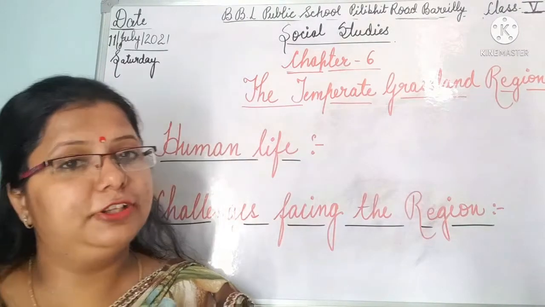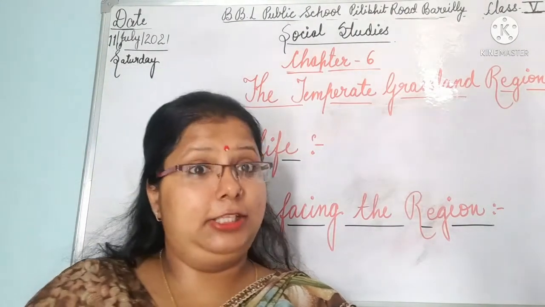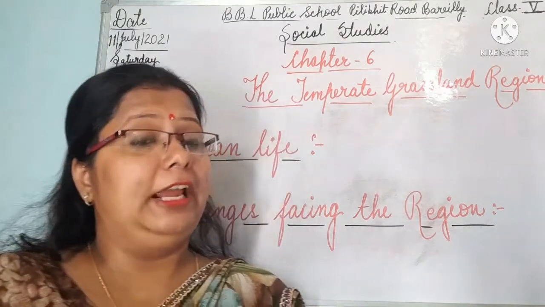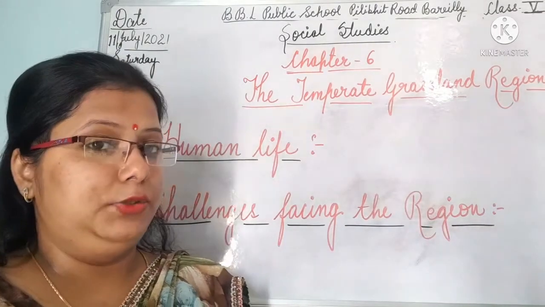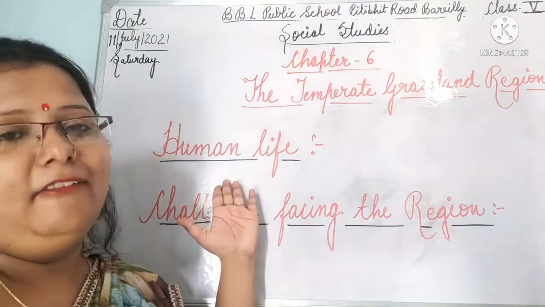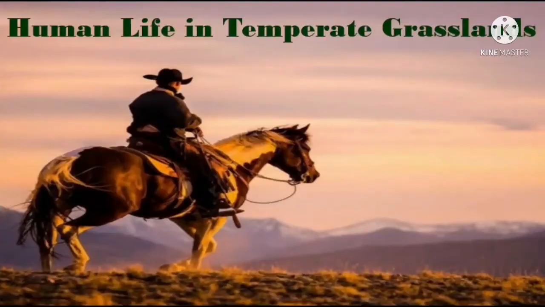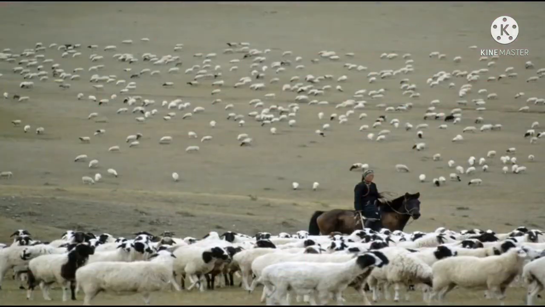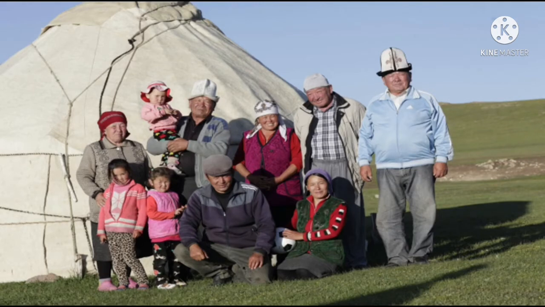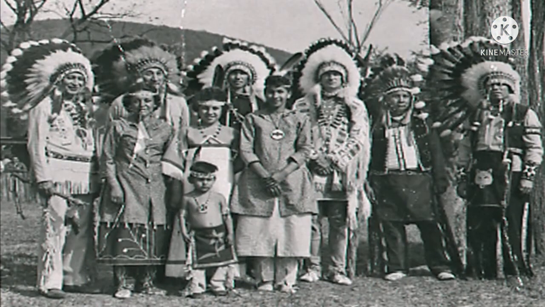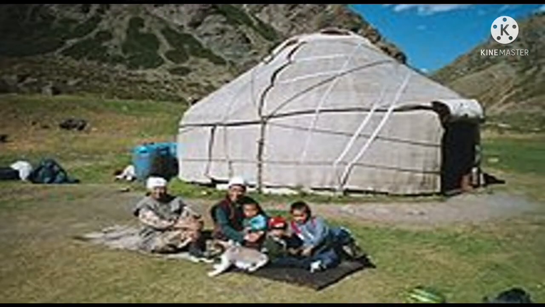So now, children, after the animals and the plants life, it's very important to see how the humans live in this temperate region and how it affects the life of the people living here. So let's have a look at the humans' life. Grassland used to be home to nomadic animal herders like the Kirghiz and semi-nomadic hunters like the American Indians. They raised sheep, goats, cattle and hunted large animals like bison and buffaloes.